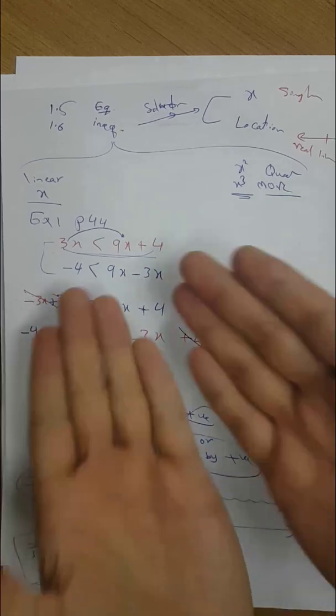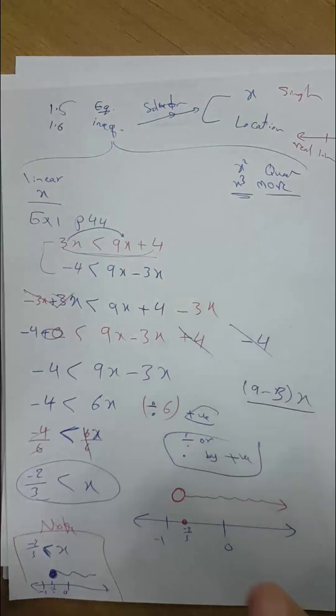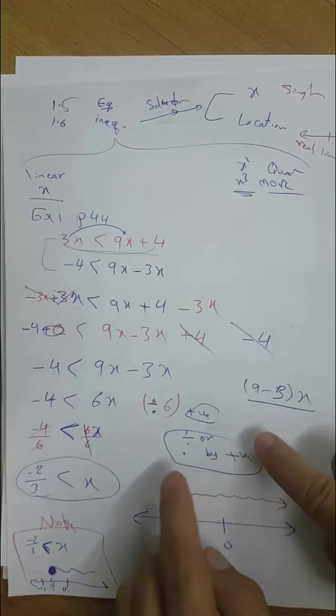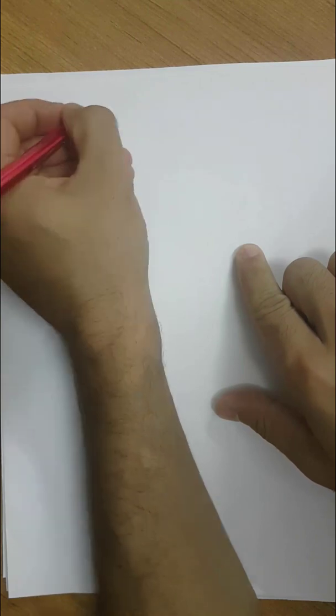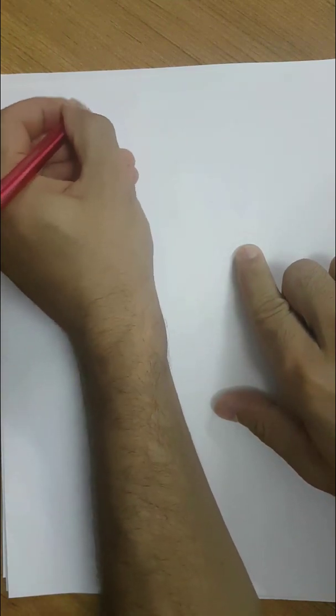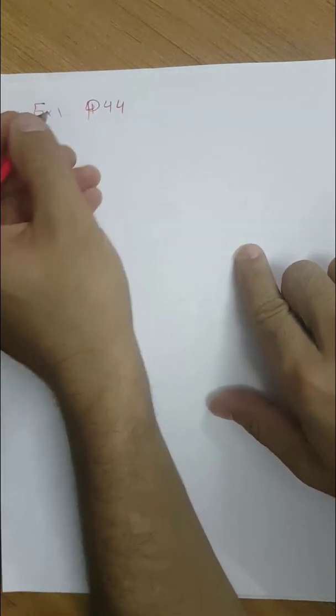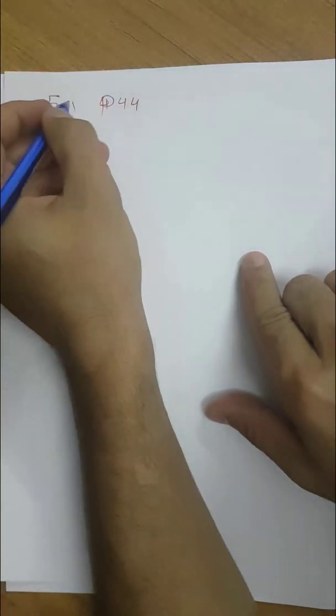But now I will solve this one in the other way, and you get the same result, of course, but I will multiply by a negative. How? I'll show you. Okay, the same example, example 1, as I told you. I'll do it for you step by step, and I'll give you more explanation.